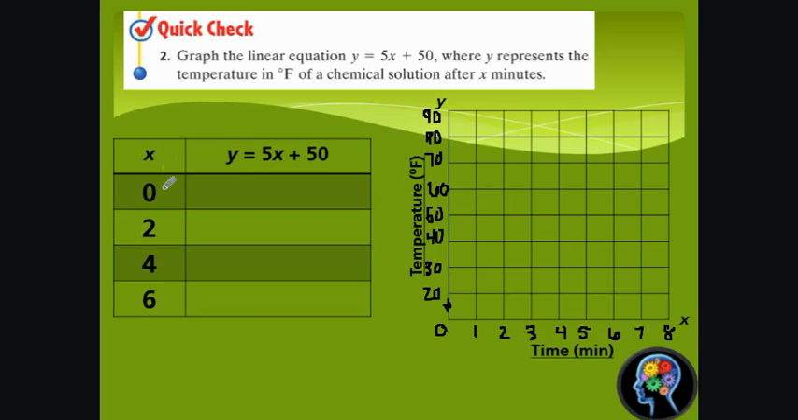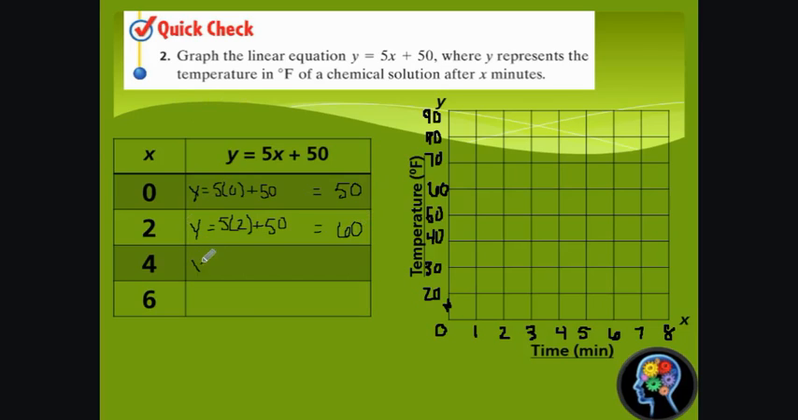So we're provided our x coordinate. We have to plug in our x value into our equation. So we would have y is equal to 5 times 0 plus 50. Now 5 times 0 equals 0, plus 50 would equal 50. Then we're going to do the same over here. Y is equal to 5 times 2 plus 50. 2 times 5 is 10. 10 plus 50 equals 60.